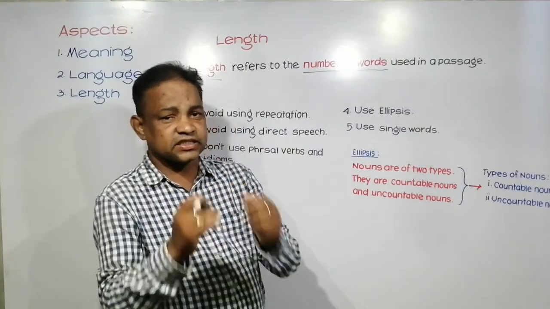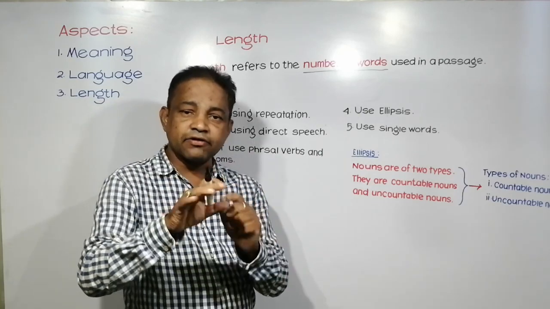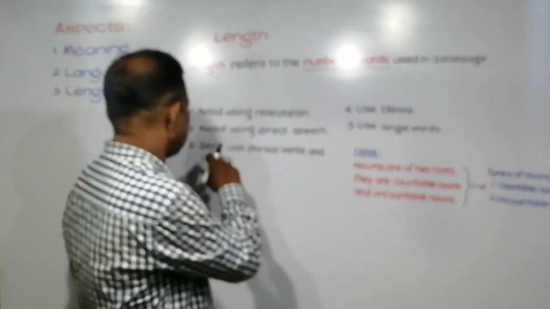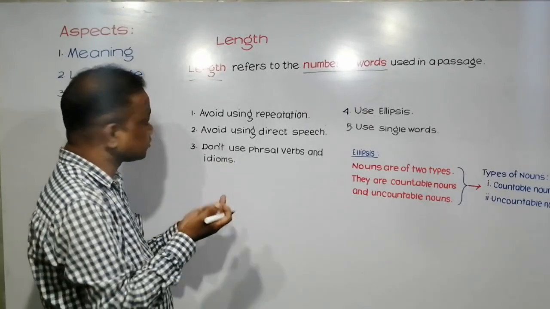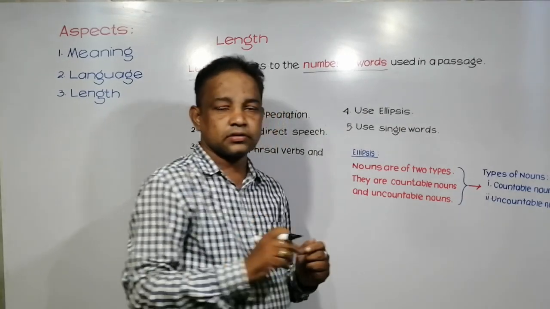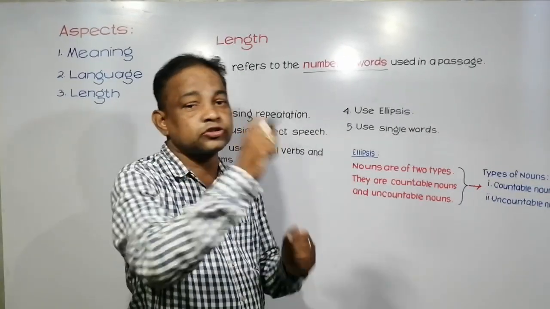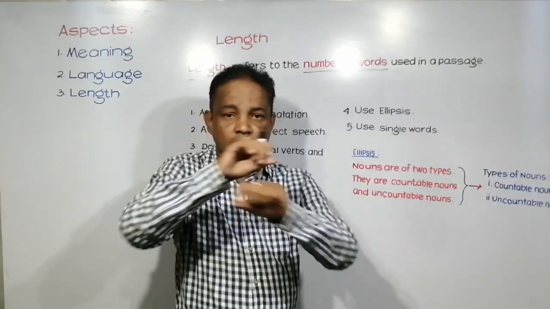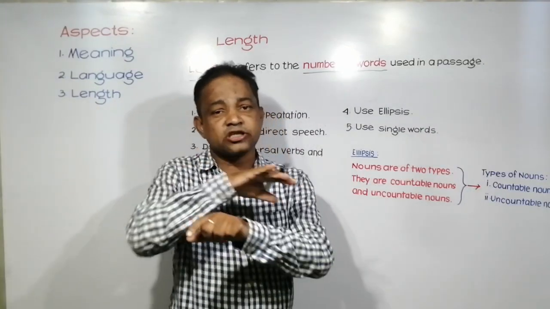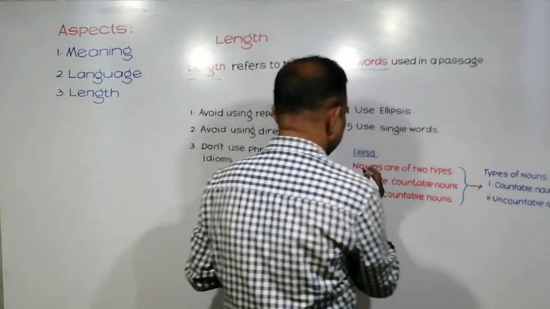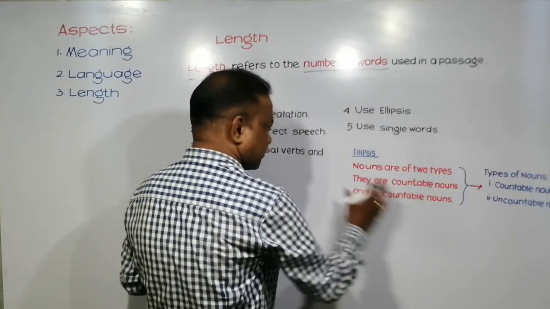In some passages there is conversation. There the author uses direct speech. Try to avoid it. Don't use present person idioms. We have already discussed. Use ellipsis. This term may be a new term for you. What is the meaning of ellipsis? Ellipsis means removing unnecessary words. The words which are not required, you should not use there. For example, I am writing this passage, very small passage.